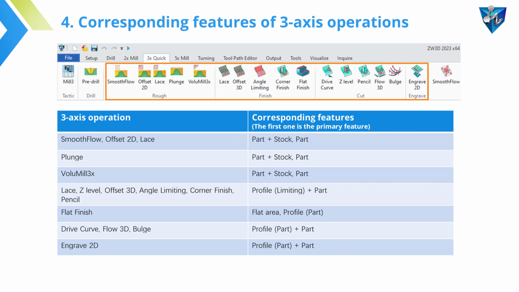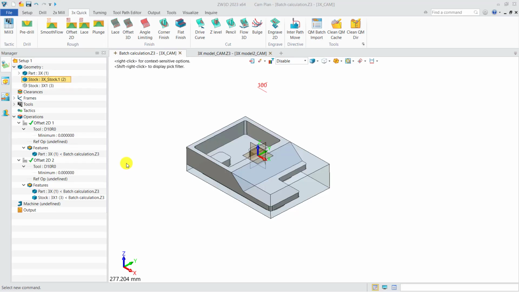Then the last part of this chapter is the corresponding features of 3x operations. Here we list the corresponding features for all the 3x operations. Please check it, and I won't introduce it one by one. Now let's go to ZW3D.